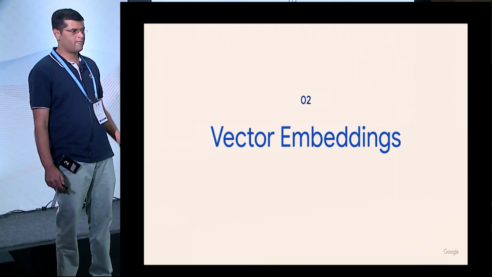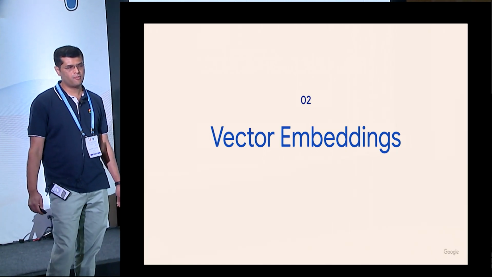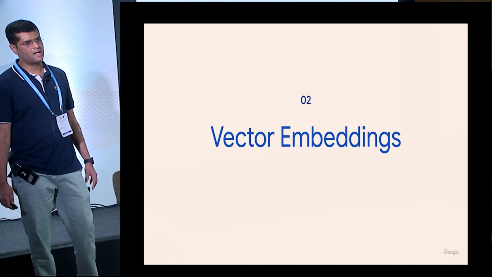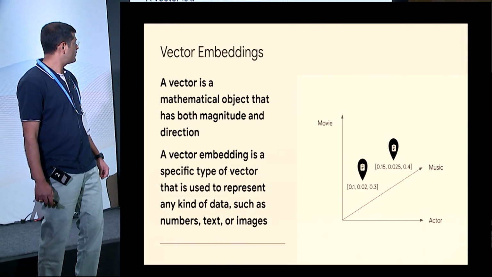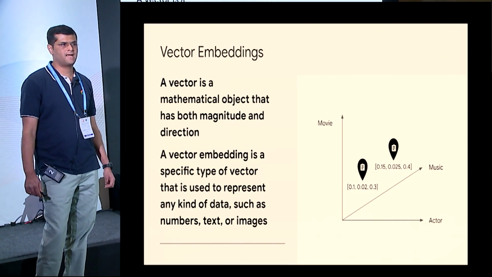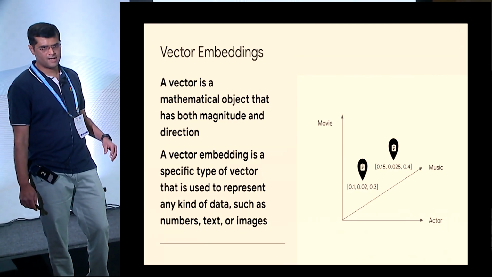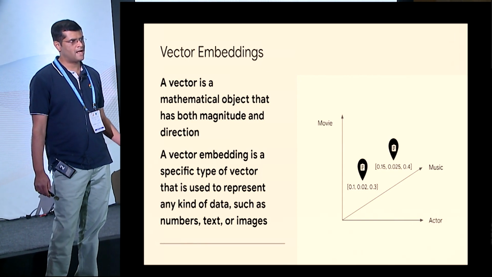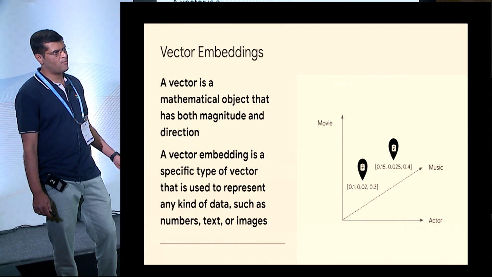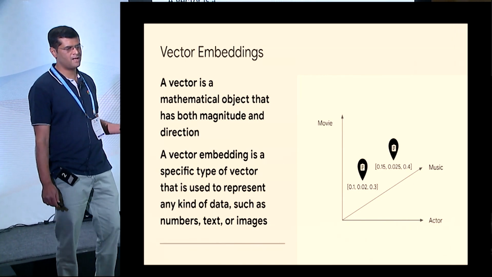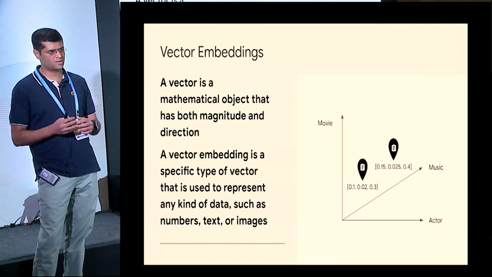So now let's dive into the details of vector embeddings. Vector embeddings are a powerful way to transform your unstructured data into formats that machines can understand well. A vector is a mathematical object that has direction and magnitude, and we can represent any type of data such as videos, text, and images as vectors, and that's what we call a vector embedding. The general idea is that the vector embedding encodes the semantic meaning of the input data. So semantically similar items have vector embeddings that are closer together.